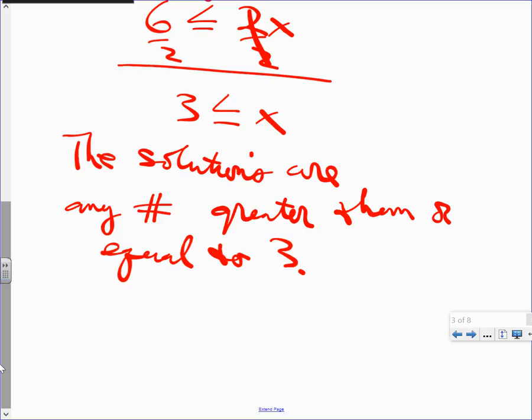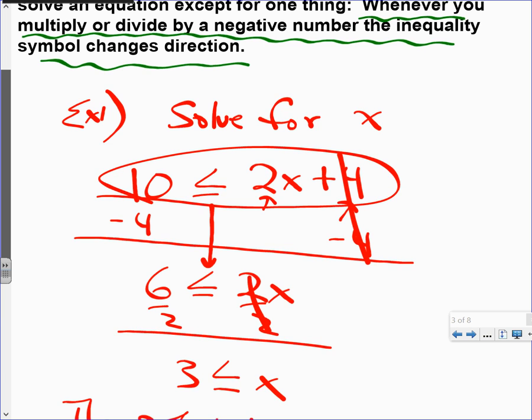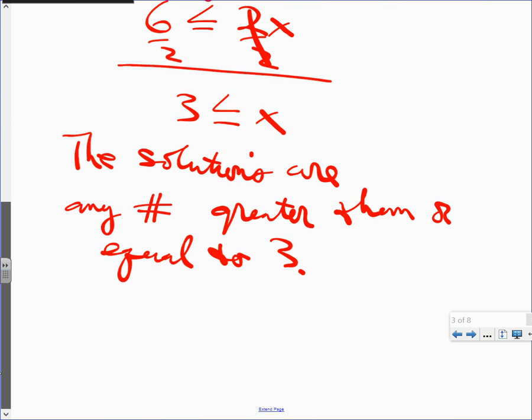How many are there? Perez said it perfect. There's an infinite amount of them. 3.1, 3.2, 3.3, 3.4. Those are all bigger than 3. If I take any one of those numbers and put them into the original inequality, it would satisfy. Let's test it out. Adiola, what's your favorite number? Is it 4? Is 4 bigger than 3? Yes. So let's see if Adiola's number satisfies the inequality.